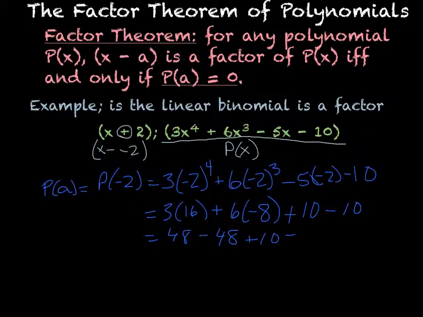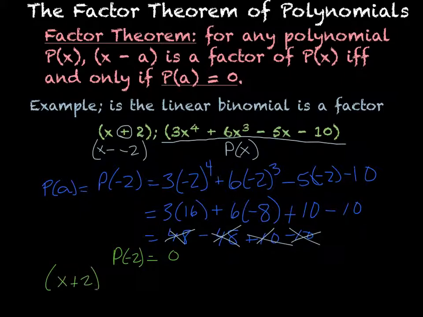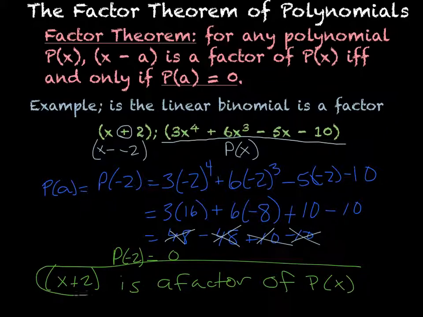plus 10 minus 10. So that means that our 10s cancel out and our 48s are going to cancel out, leaving me with 0. So what that means is p of negative 2 equals 0, and therefore the factor x plus 2 is a factor. And that's your final answer. Because it equals 0, it is a factor.